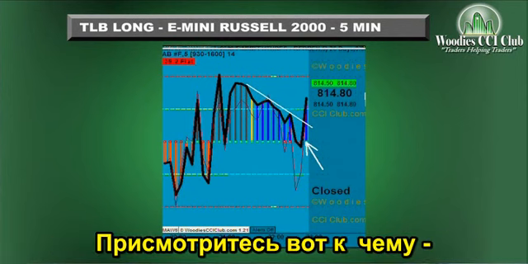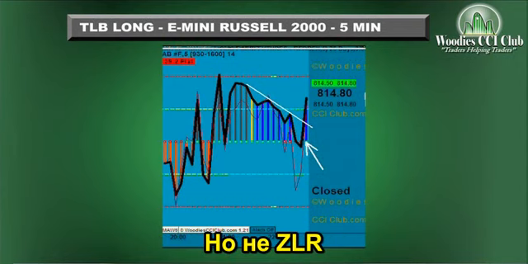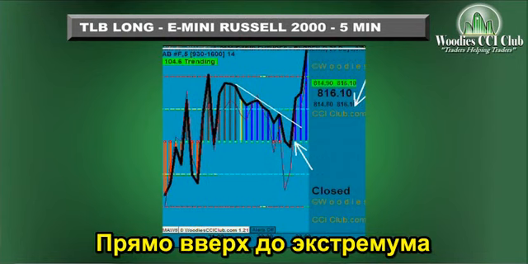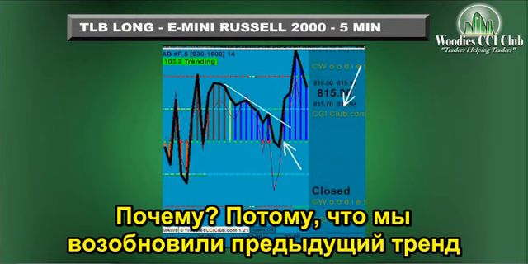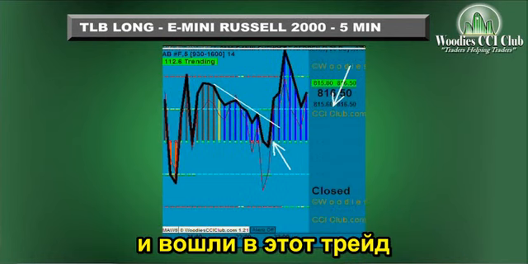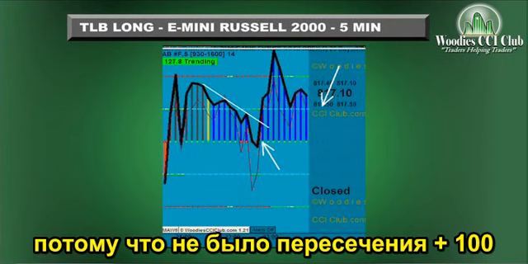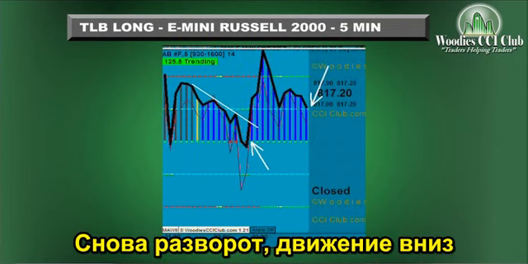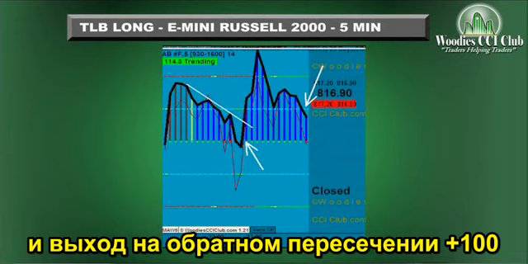Now let's keep an eye on that. Trend line break with the trend, not a zero line reject. There we go. Boom, look at that. Right up to extremes. Why? Because we resumed the prior trend. And it got us into the trade. And we just stay with that because it didn't get across the plus 100, bounced right away from major support, coming back down again, down through it, and exit on crossing back through the plus 100.